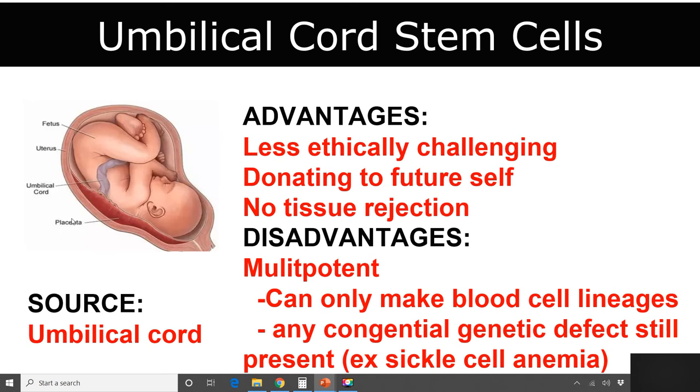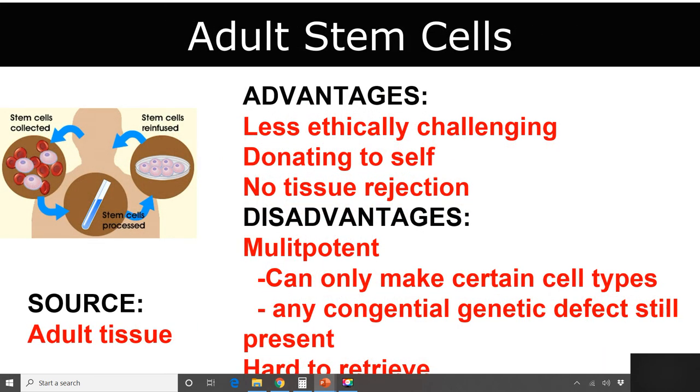So say this baby has sickle cell anemia, well, those cord cells are going to have sickle cell anemia too, so it doesn't really do you any good to have them. You'll just make more bad cells. So that's the story on umbilical cord cells. The last one is the adult stem cells.